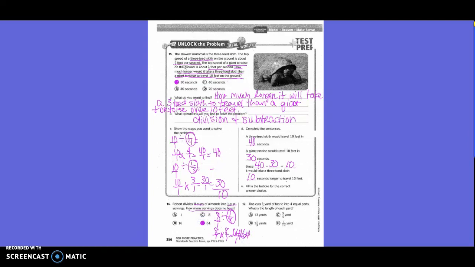Okay, number 17. Tina cuts 1/3 yard of fabric into 4 equal parts. What is the length of each part? So what do I underline? 1/3 yard, and then what is the length of each part? So I need to decide once again, what is my total, and then what am I breaking it into? So what is my total?